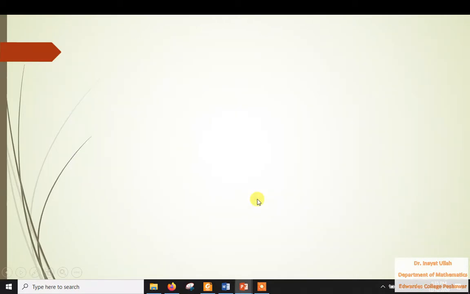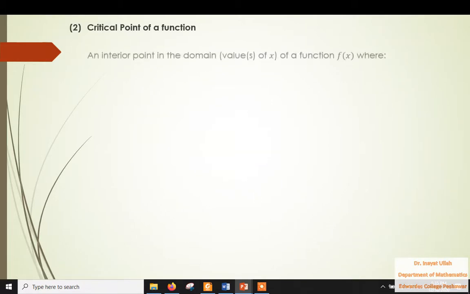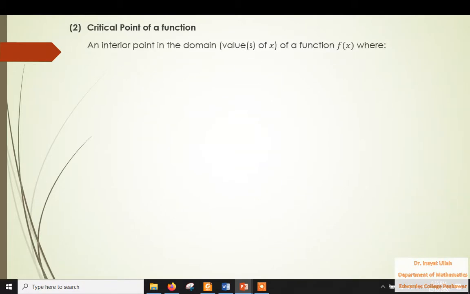Now here in this slide, we will study the critical point of a function. So the definition of a critical point: it is an interior point in the domain. Domain values are those values for which a function is defined in real numbers. So an interior point in the domain of a function, domain meaning values of x.